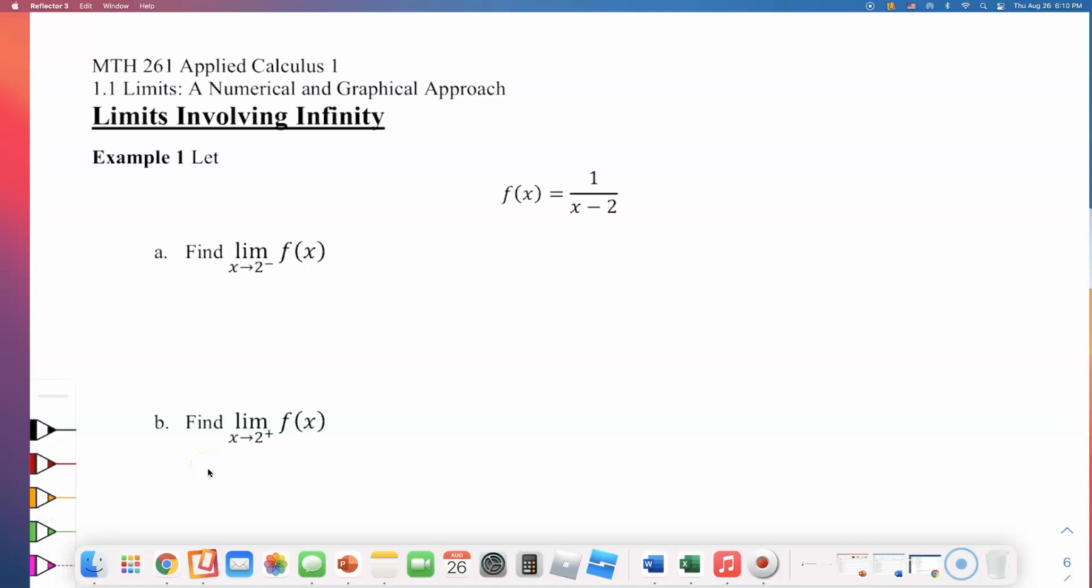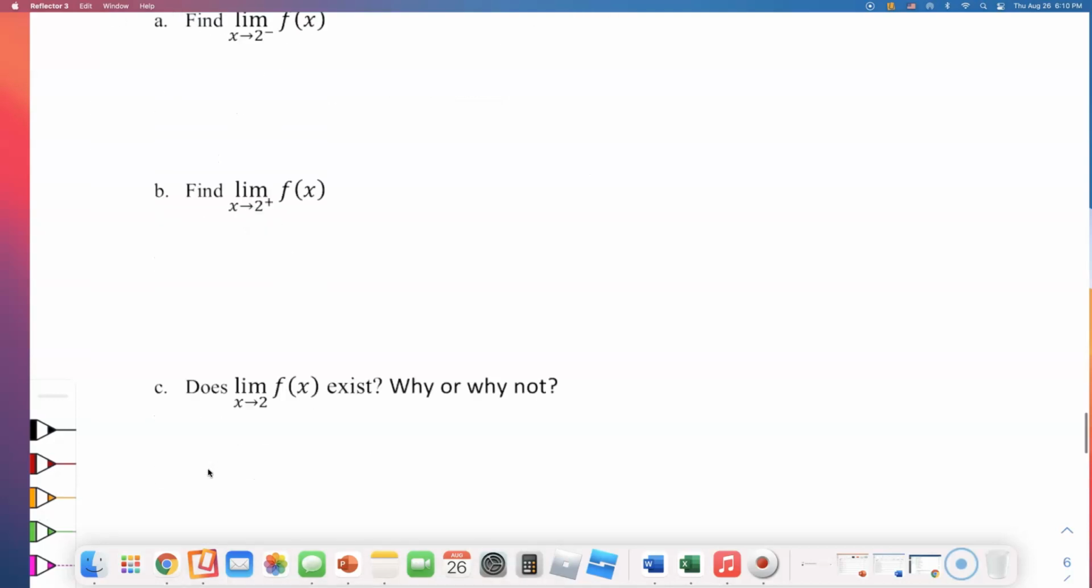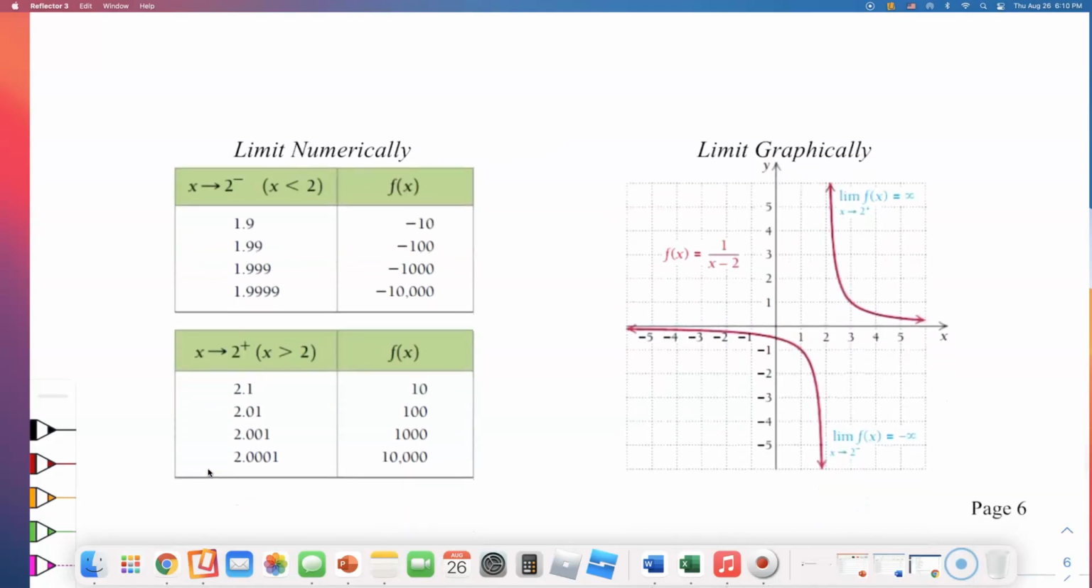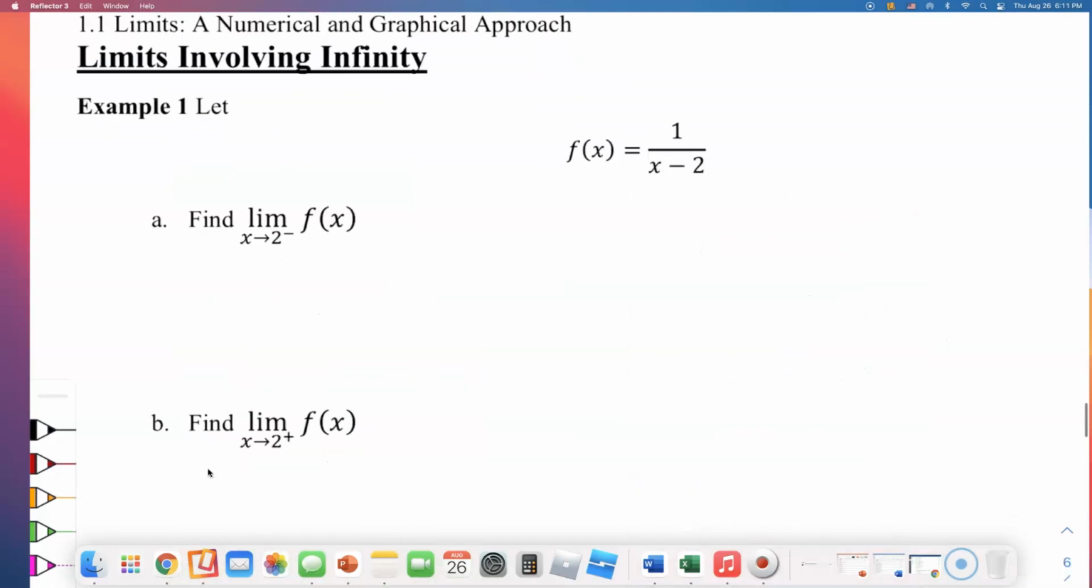This time, let's talk about limits involving infinity. So I have a rational function here, and to make this go a little bit faster, I did go ahead and graph it already for you, and I also have the table here for you. So let's take a look and see what we are asked to find.